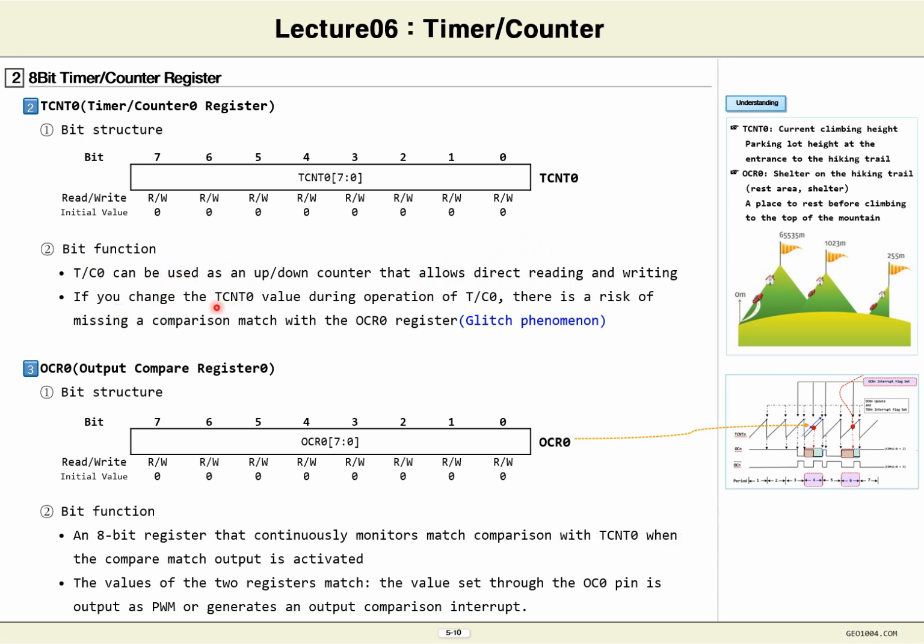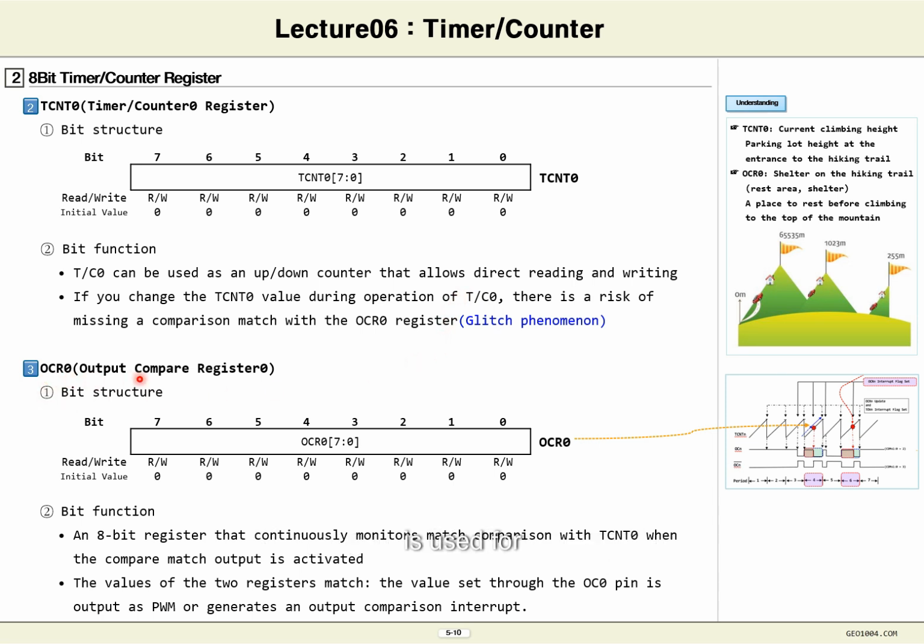If you change the TCNT0 value while the timer counter is running, in this case, you run the risk of missing OCR0. In the comparison match, the result in this case is called a glitch phenomenon. So you need to be careful and control this phenomenon. You can check this in the C language code during your practice.